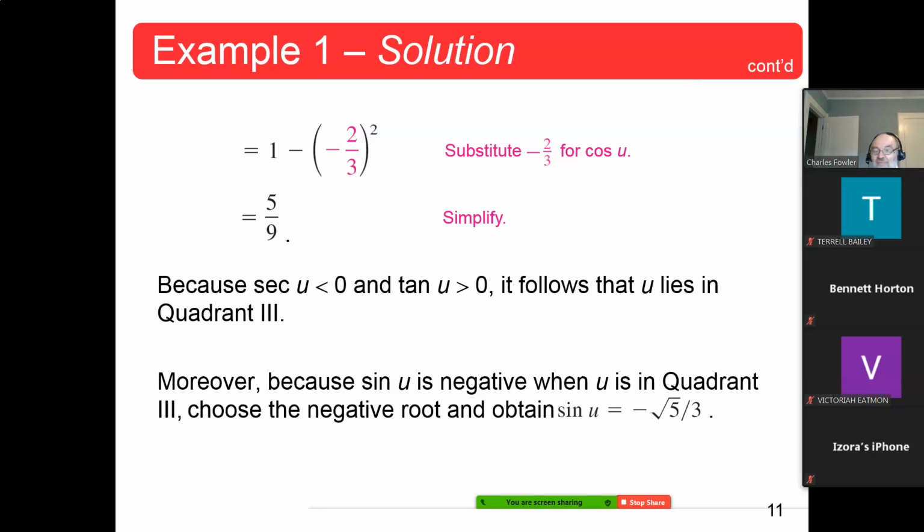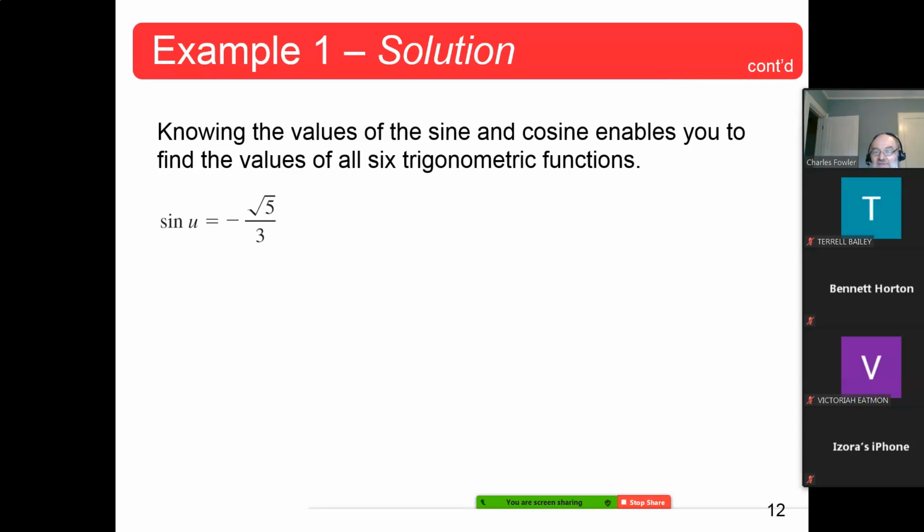Now that we've got sine, we also have cosecant, because that's the reciprocal. Knowing the values of sine and cosine enables you to find the value of all 6 trigonometric functions. Sine is minus root 5 over 3. Cosecant is minus, oh boy, did they ever miss that. This is correct, that is not correct. This is minus 3 over root 5. So let me make that correction here. This is root 5. What they put was secant, not cosecant.